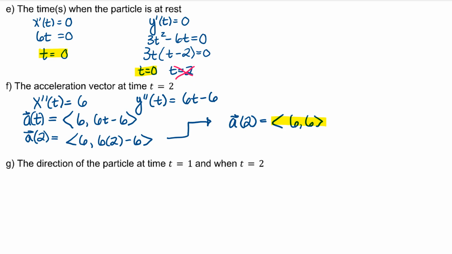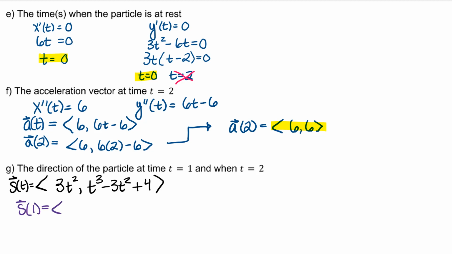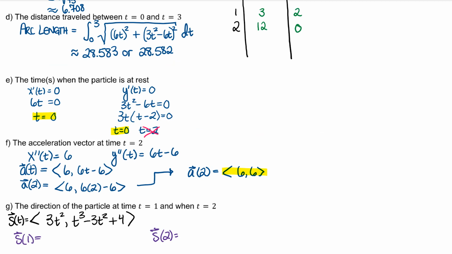To find the direction of the particle at time t equals 1 and time t equals 2, first I want to know what is the position at time t equals 1 and the position vector at time t equals 2. I already plugged in t equals 1 and t equals 2 to get the x and y coordinate points to graph the parametric graph. I already know what the position is at 1, and I already know what the position is at t equals 2.